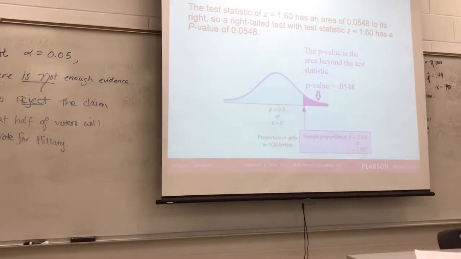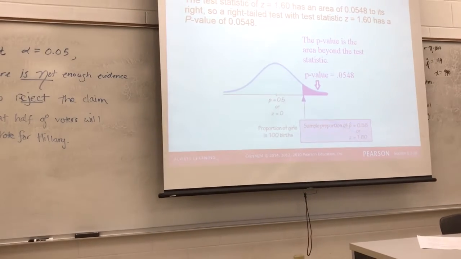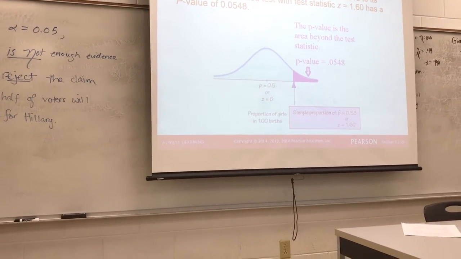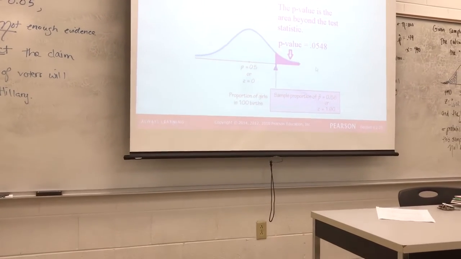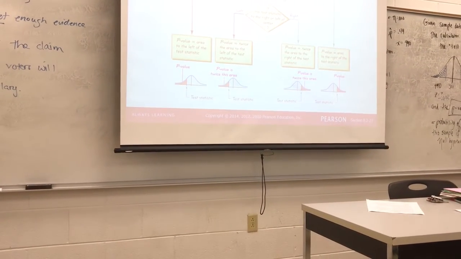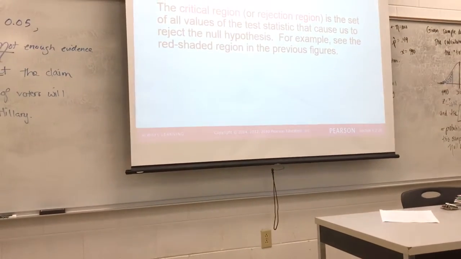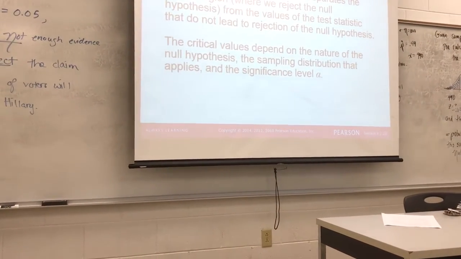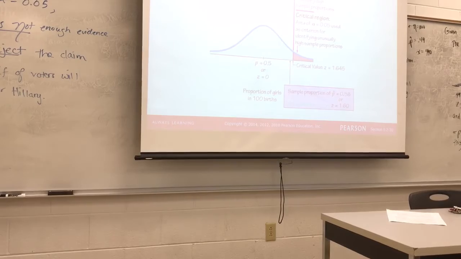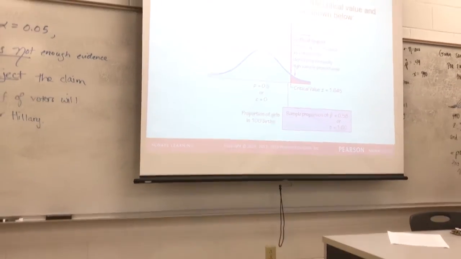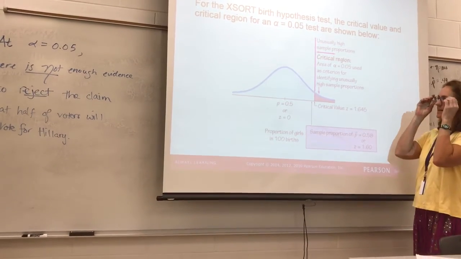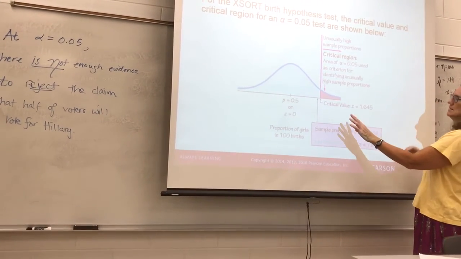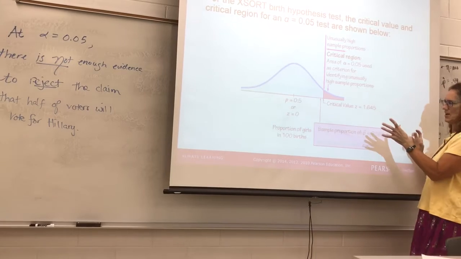Test statistic again kind of gives the position, 1.6 standard deviations to the right of the mean. P-value is that probability of being at least that extreme. We don't need that. Critical region, we're not going to use. Critical value is actually the cutoff for alpha. So there's two ways of looking at it, and it's probably a good idea to go over this in case you see this critical value.